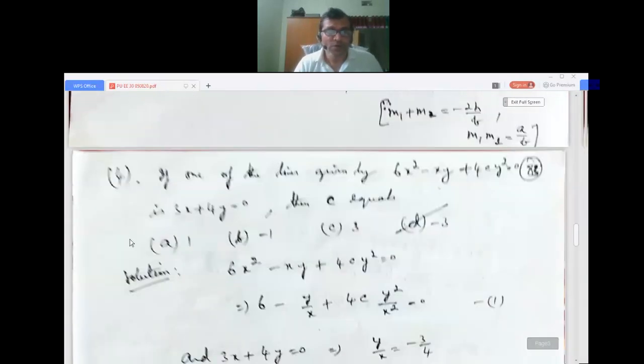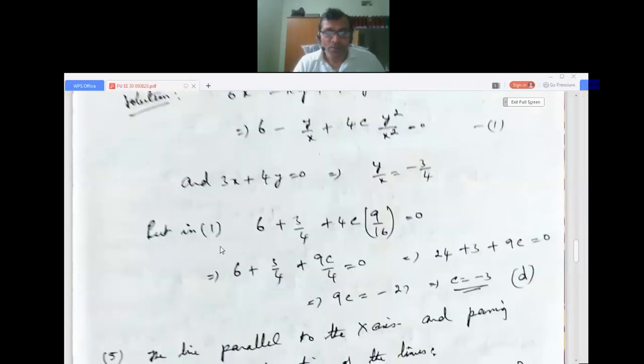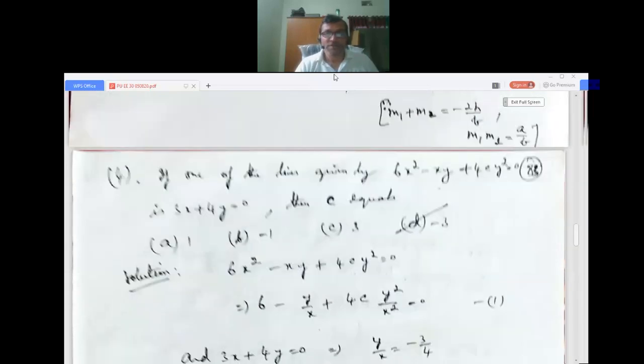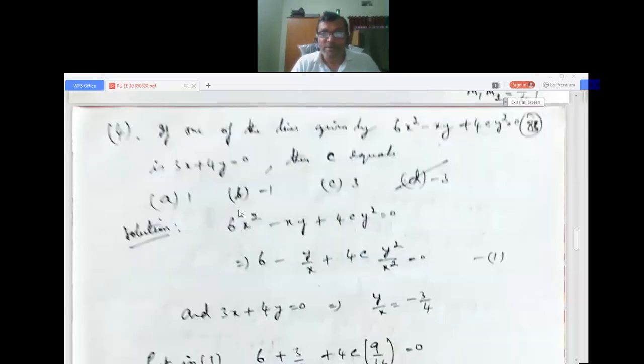So now question number 4. Okay, we go to question number 4. I hope you have followed this. If one of the lines given by 6x squared minus xy plus 4cy squared equals 0 is 3x plus 4y equals 0, then c equals: option a 1, b minus 1, c 3, d minus 3.